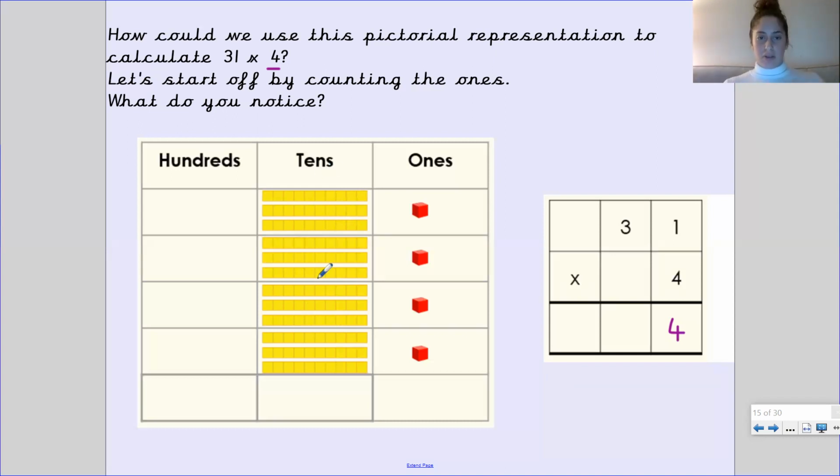Can you have 100 in the tens column? No, but you can have 90. So you can have 9 tens in the tens column, but you cannot have 10 tens because that represents 100. So what do I need to do with those 10 tens? Where do they belong? In the hundreds column.